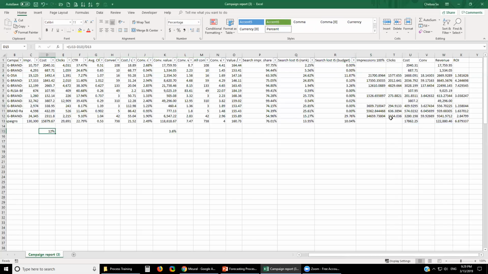So your forecast then would be, you would basically fill in the gaps. If you need impressions and everything, you fill in the gaps here.